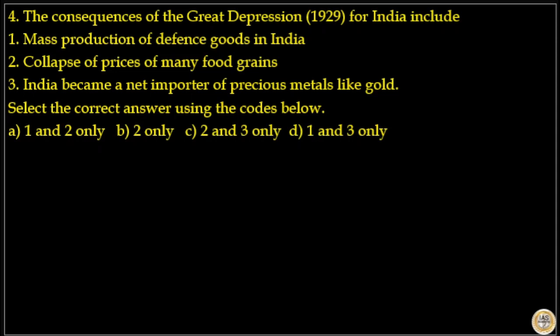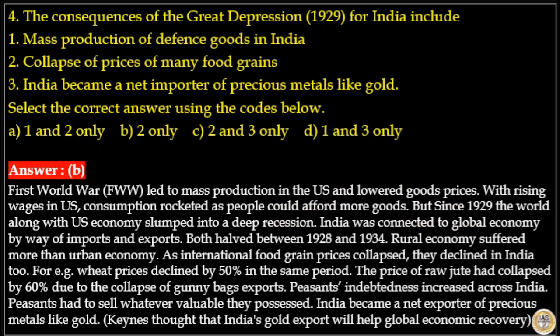Next question is, the consequence of Great Depression for India include, options are mass production of defense goods in India, that is incorrect. Collapse of prices of many food grains, that is correct. India became a net importer of precious metals like gold. That is incorrect because India became a net exporter of precious metals like gold. Select the correct answer using the codes given below. Here, answer to this question is option B. Statement 2 only is correct.